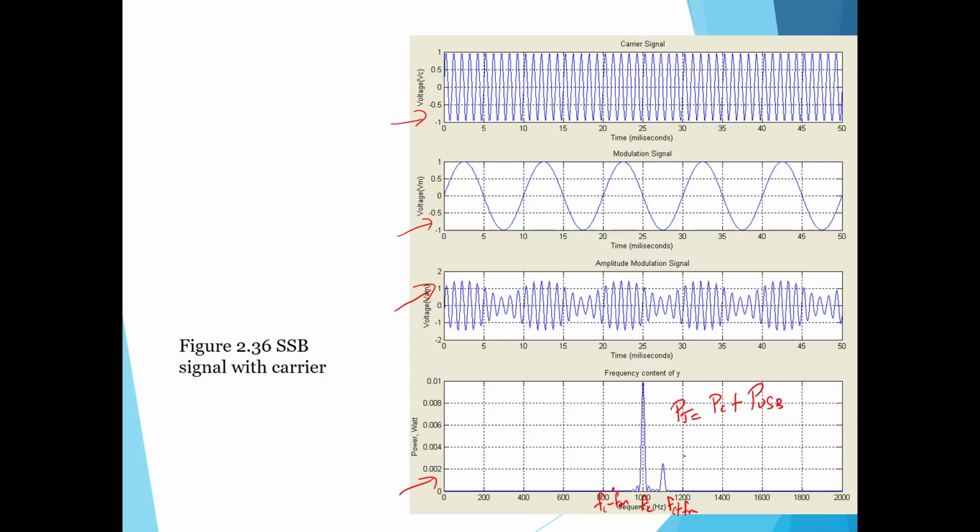Again, the sideband amplitude is not equal to Vm over 2. So this is Vc squared over 2R, and this is VUSB squared divided by 2R. What about the bandwidth? The bandwidth now becomes half, half of double sideband full carrier.